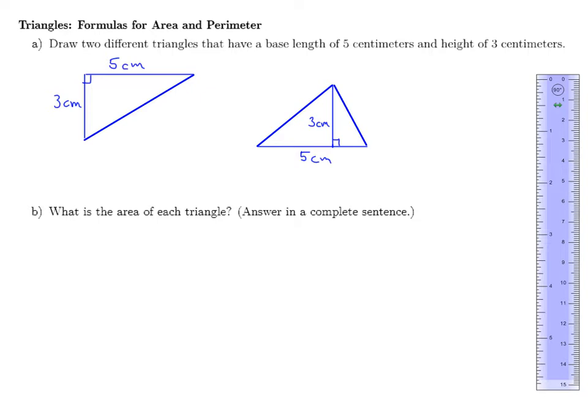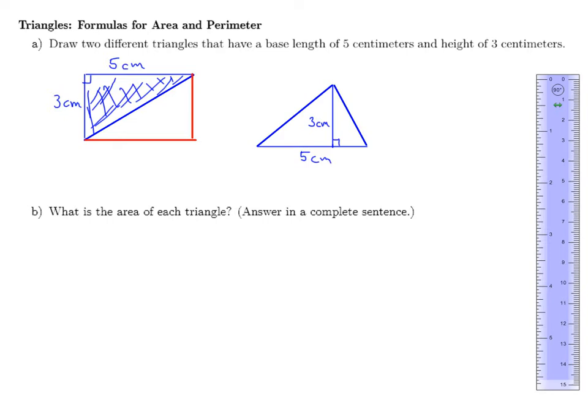To compute their area, I don't yet have a formula, so I'm going to rely on what I know about rectangles. So looking at this first one, I'm going to draw in red lines. And I can see that this forms a rectangle. So the area of that rectangle would be 5 times 3. So I can see pretty quickly that the area of my triangle, which I'll shade now that I've got that in there, is going to be half of the area of that rectangle.